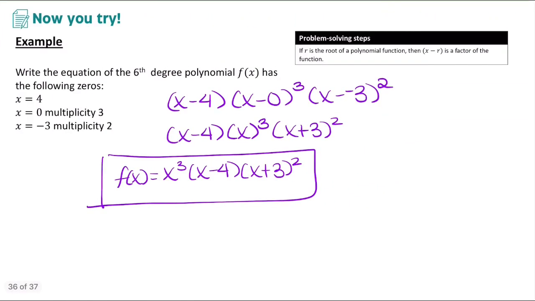So this is a sixth degree polynomial because x equals 4 has no multiplicity. So that's going to be x minus 4. x equals 0 has a multiplicity of 3, so we have x minus 0 cubed, which is just going to be x cubed. And then we have x equals negative 3 with a multiplicity of 2. Minus negative 3, I turned that into a plus, and that multiplicity of 2 becomes an exponent. Usually when we're writing these polynomials, if we have an x cubed term or an x term, we pull it out in front. So that's why I rearranged this and wrote x cubed times (x minus 4) times (x plus 3) squared.